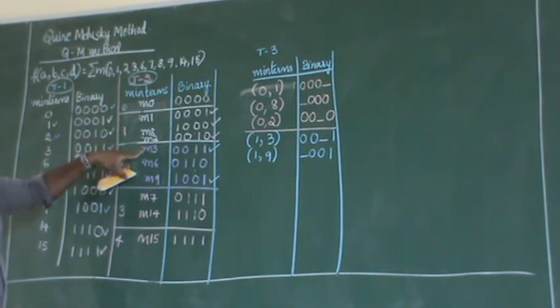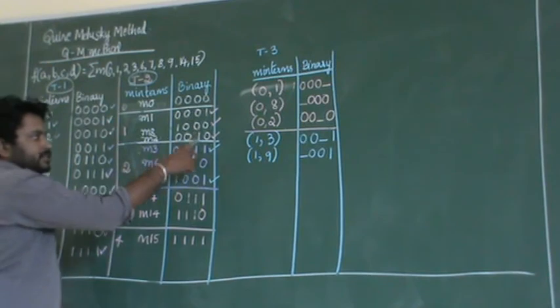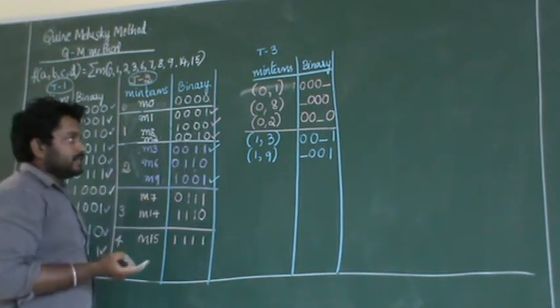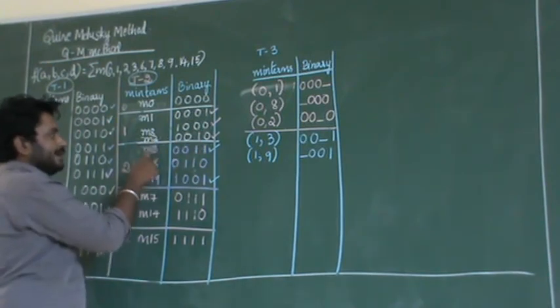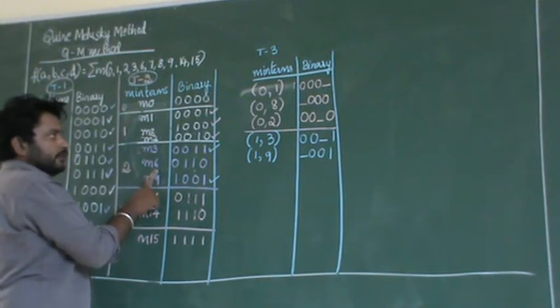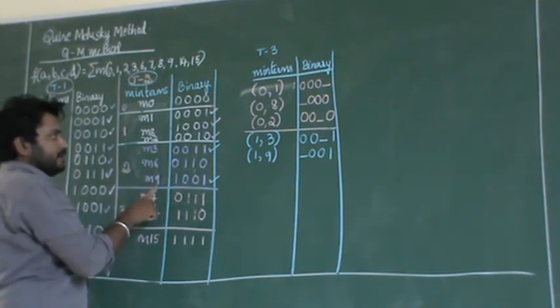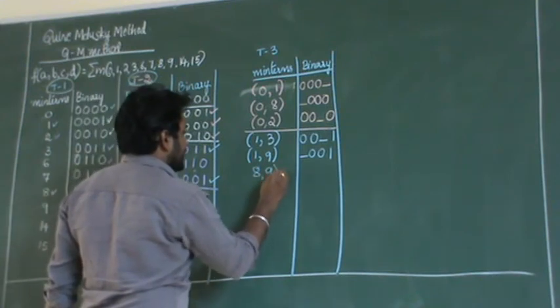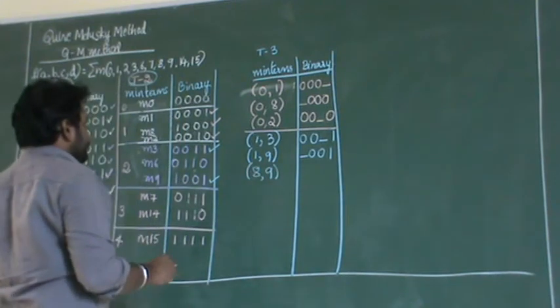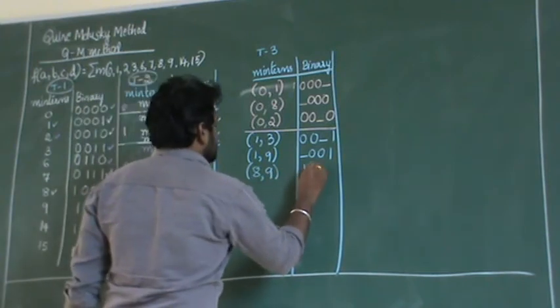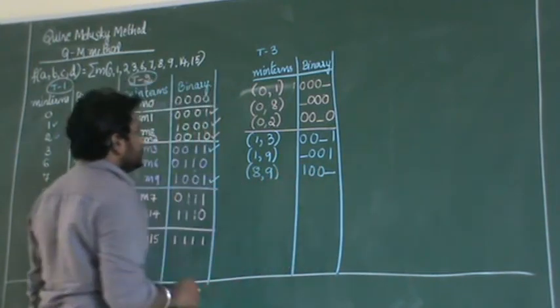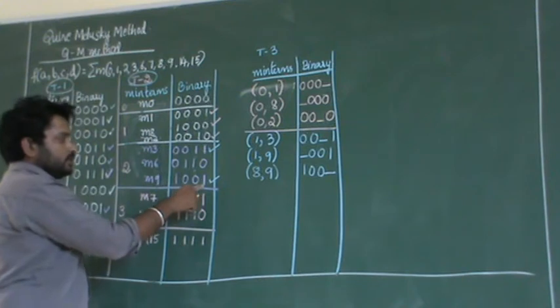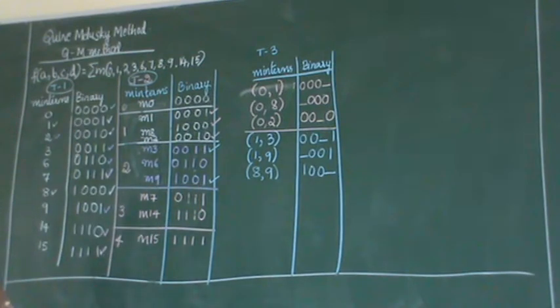So 8 with 3, is it possible? No. See, 2 bits are getting changed. So therefore 8 is not possible with 3. 8 with 6? No, it is not possible. 8 with 9? Yes, it is possible. So therefore I can write 8, 9 is equal to 1, 0, 0, dash. See here, the 0 is getting changed to 1. So therefore 8 is mapped with 9.